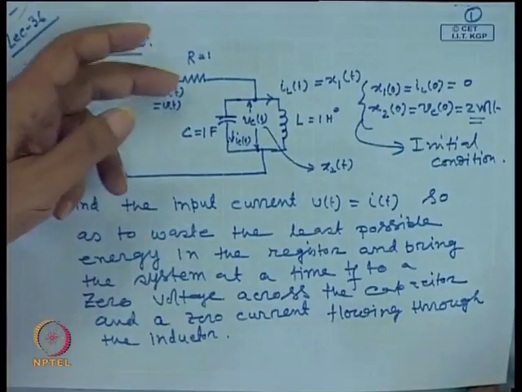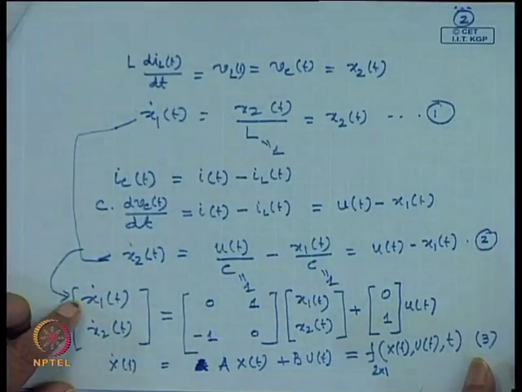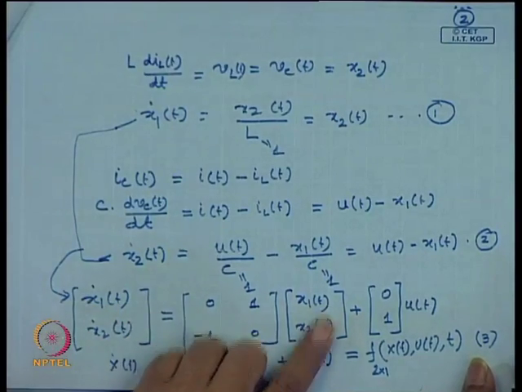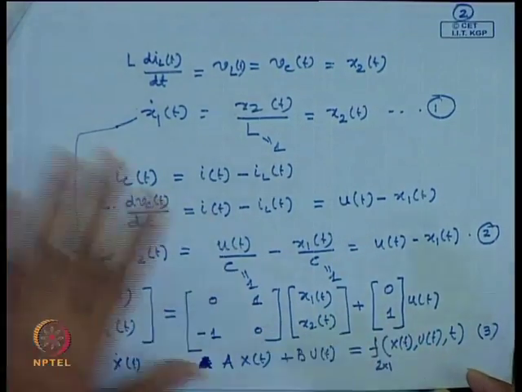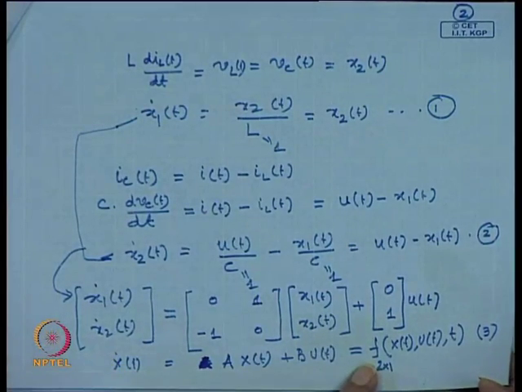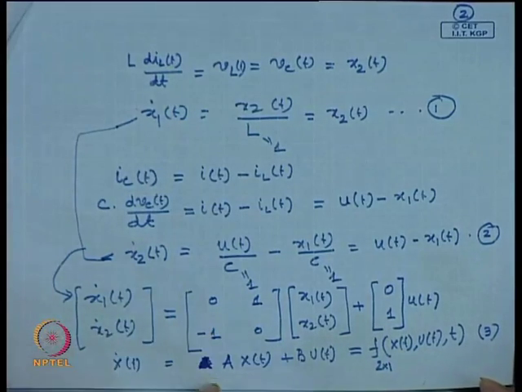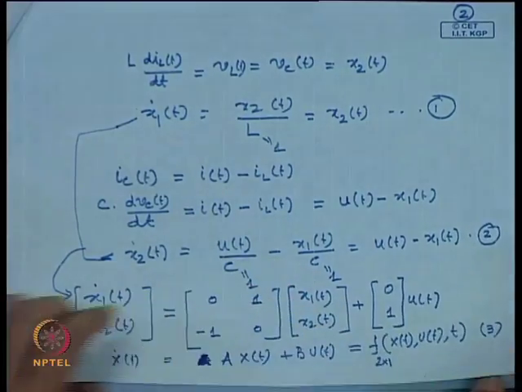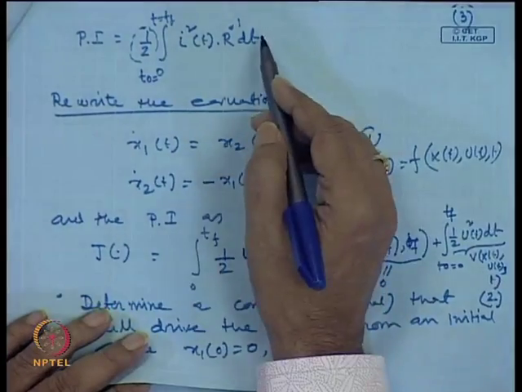So this description of the circuit is converted into a dynamic equation: x 1 dot is equal to x 2 and x 2 dot is equal to minus x 1 plus u of t. This is the state space description, and the general structure is x dot is equal to f of x, t, u, t, d t, agree? In this particular case it has become a state space form, x dot is equal to A x of t plus B u of t. So we know our dynamic equation, and our problem is to minimize this performance index, agree?